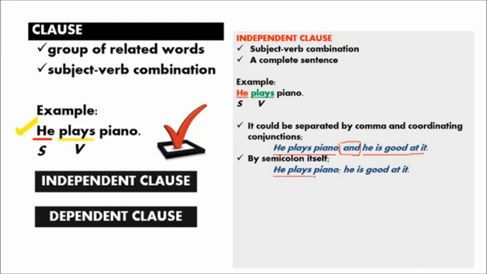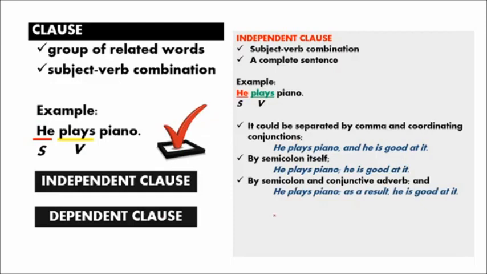So we have here the first independent clause separated by the semicolon, and he is good at it as the second independent clause. Or it could be separated by a semicolon and a conjunctive adverb. So you have here he plays piano as the first independent clause, and this is the semicolon and a conjunctive adverb and the next independent clause.